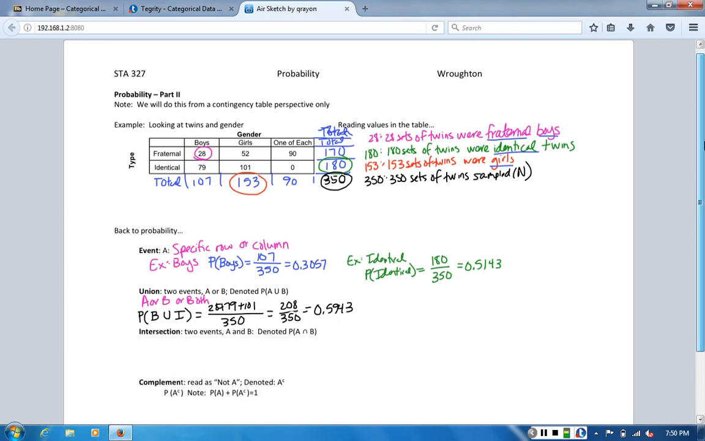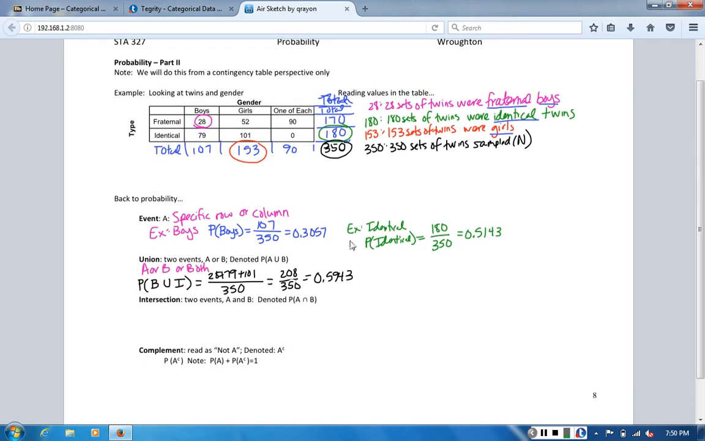The next type of event we want to talk about is an intersection. This means A and B, so it has to be in both things at the same time. Some notation you might see for that is this upside down U, which is an intersection sign if you've never seen that before. But it has to be in both. What's really nice about contingency tables is that an intersection is just where they intersect.